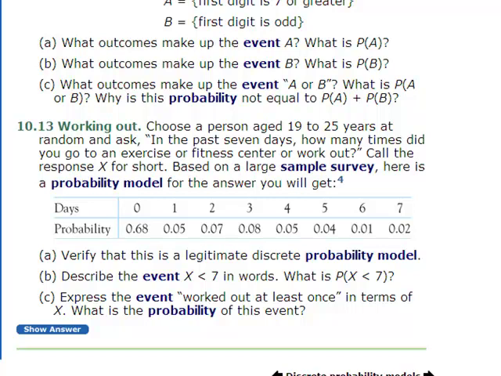Now they say describe the event x is less than 7 in words. That means we want to know the event of having 0, 1, 2, 3, 4, 5, or 6 days out of the 7 that a person worked out. So what's the probability that x is less than 7? Well, I could add up the probabilities of 0, 1, 2, 3, 4, 5, and 6, or I could use the complement rule, 1 minus 0.02. So what's the probability that someone works out less than 7 days? Well, they've got a 0.98 chance of working out less than 7 days.